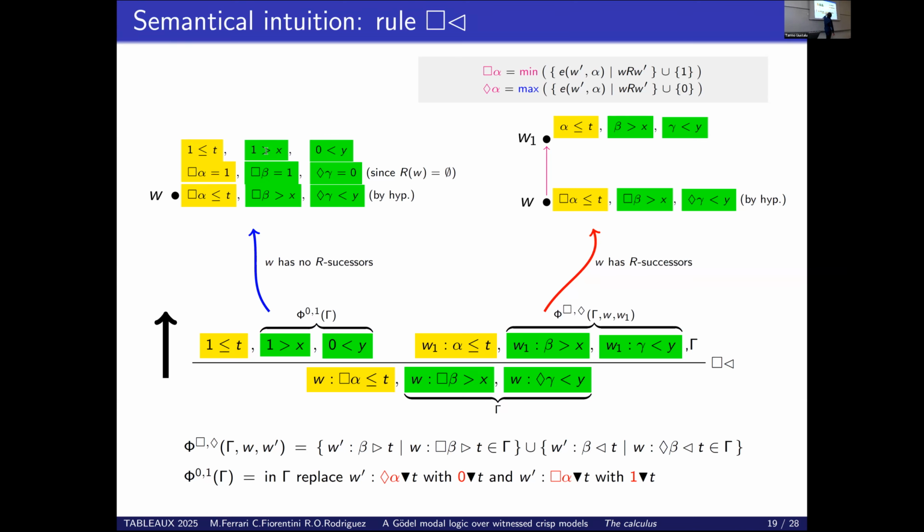On the right side, I have to consider the case where w has a successor, so I introduce a new label, and I get rid of the box before alpha, and this semantically corresponds to the fact that I have a successor of w which satisfies the constraint alpha less or equal to t.